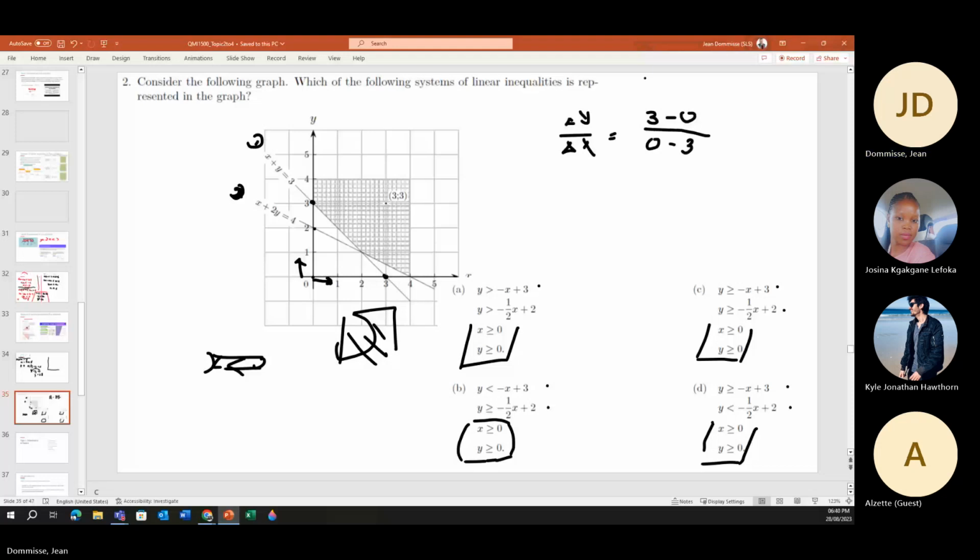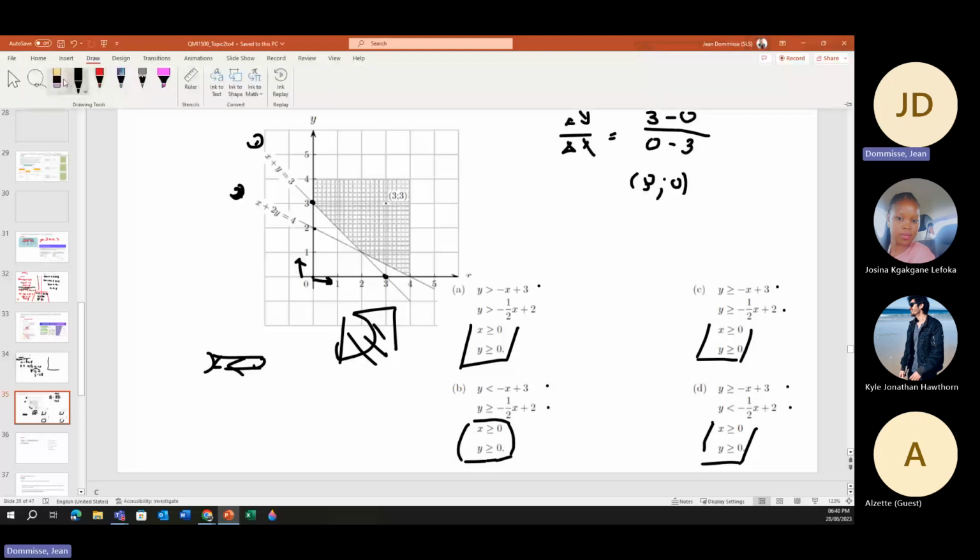So if we had written the top one as an x and a y, and the bottom one as an x and a y, sorry, that should be 3. Let me just.